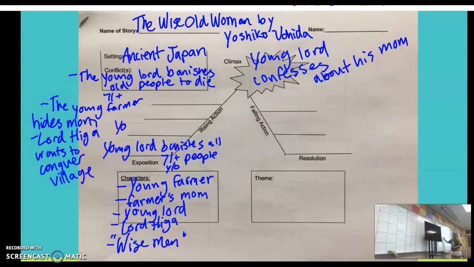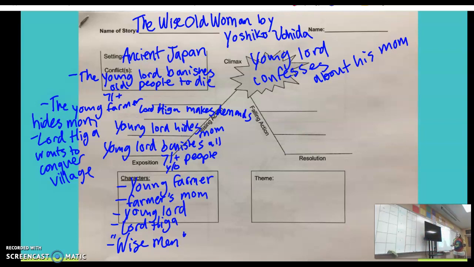So young lord hides mom. And then the next kind of problem, we can kind of combine this all together. But so we've got Lord Higa. Higa makes demands, right? He says you need to be able to basically solve all of these riddles. That's basically what they are. They're like physical manifestations of a riddle, or I will take over your village.